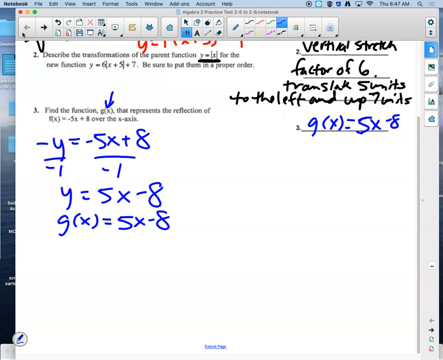If it says reflect over the y-axis, what gets the negative? Just the x. So reflections are about opposites. They're about opposites as well. So far, so good for the first 3. Okay.